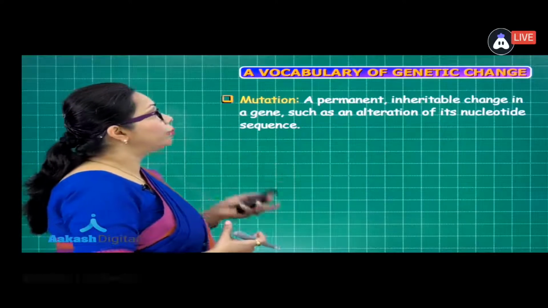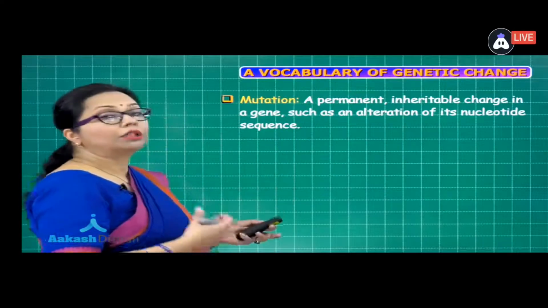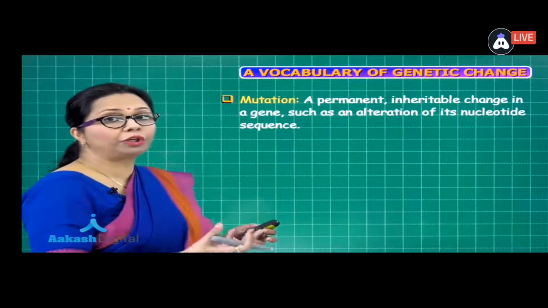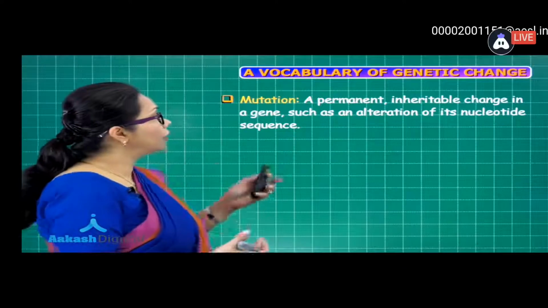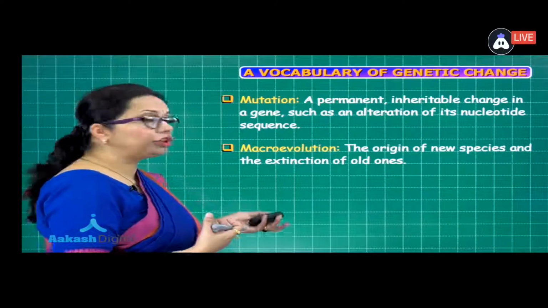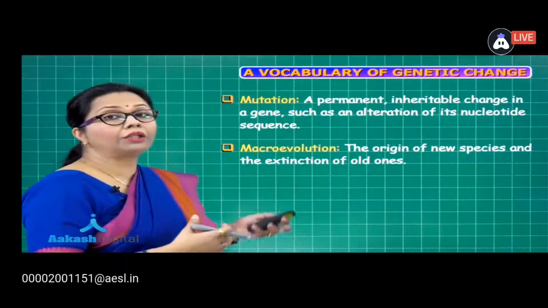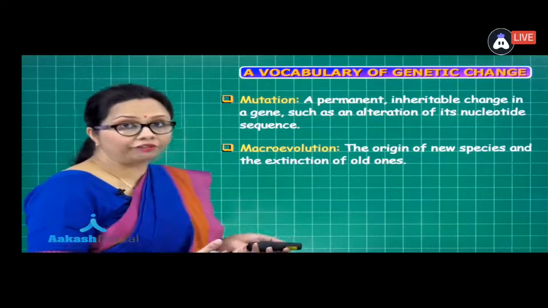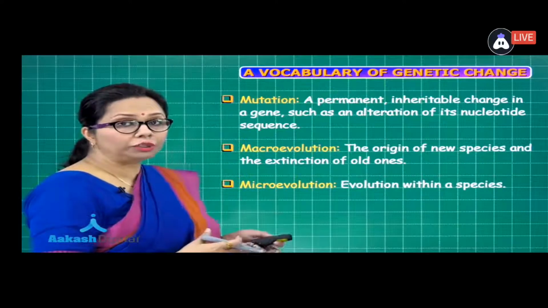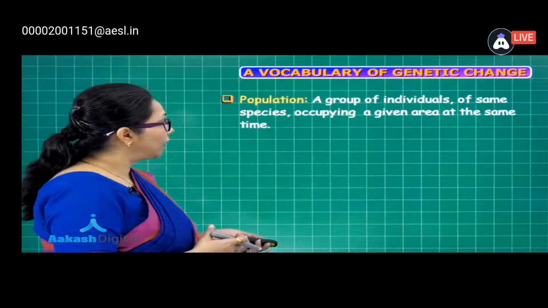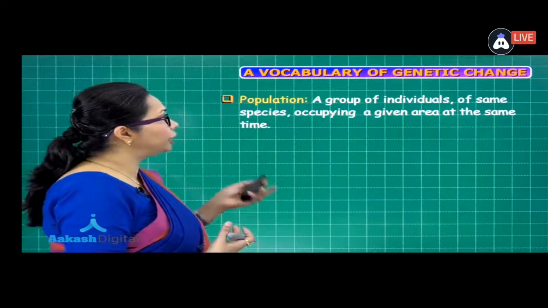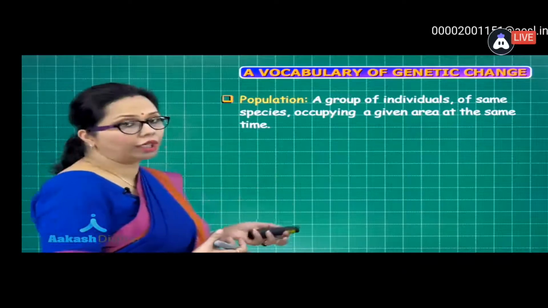Mutation, of course, that is a permanent inheritable change in the gene, such as if there is a change in the nucleotide sequence, or maybe the entire gene has been altered, it has been duplicated or deleted, that all will be mutation. Macroevolution, that is origin of new species and extinction of the old ones, and this we have seen through various evidences of evolution. And when evolution is at a small scale within the species level, it is called microevolution. Finally, of course, what is population? It is group of individuals of same species occupying a given area at a particular time.